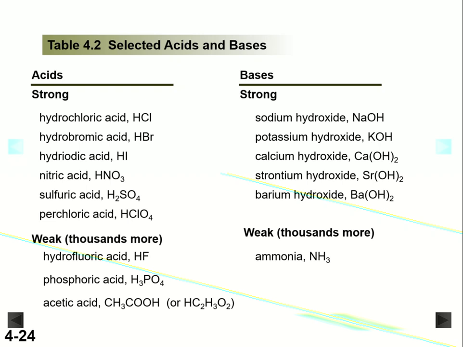The strong bases are fairly few. They're the group 1 metal hydroxides. We've got sodium and potassium, but lithium, rubidium, and cesium are also strong bases. And then calcium, strontium, and barium hydroxide. Now, magnesium hydroxide is a group 2 metal hydroxide, but it is insoluble. When it does dissolve, it breaks up, but it is generally insoluble. So solubility plays an important role here.